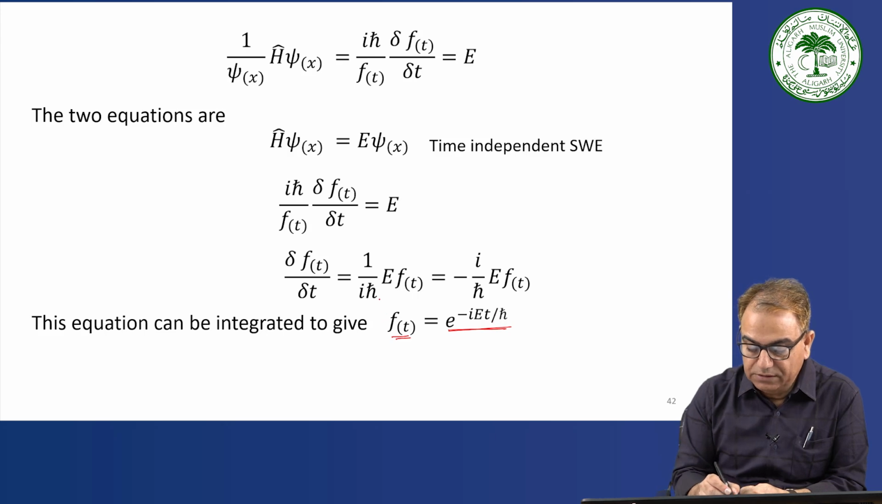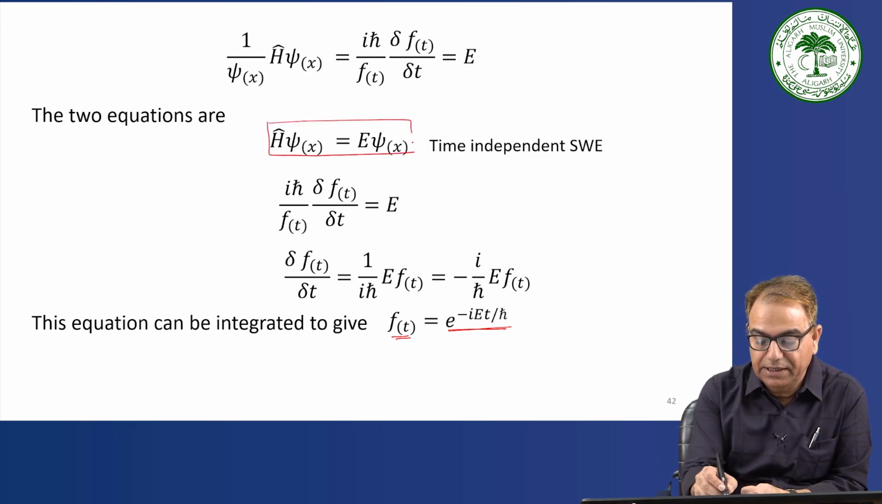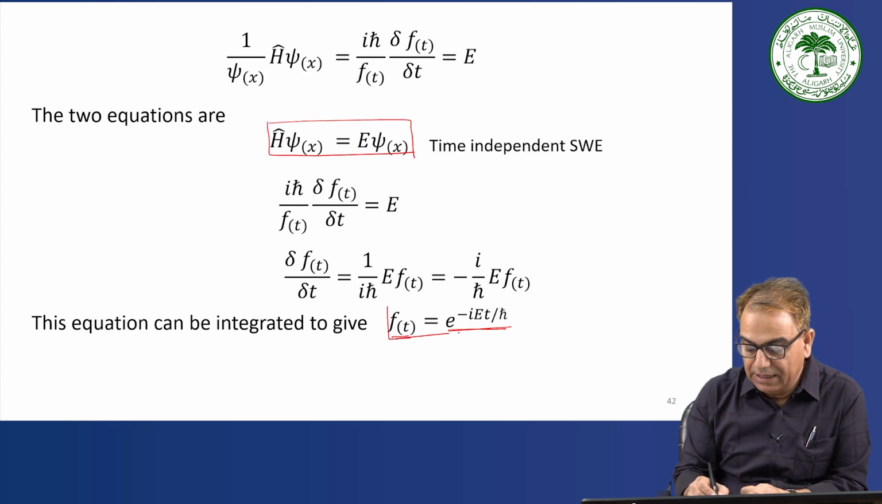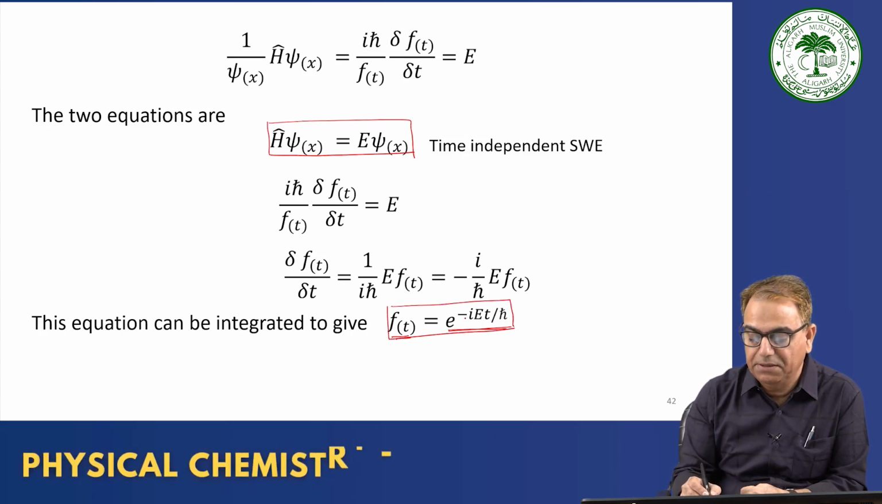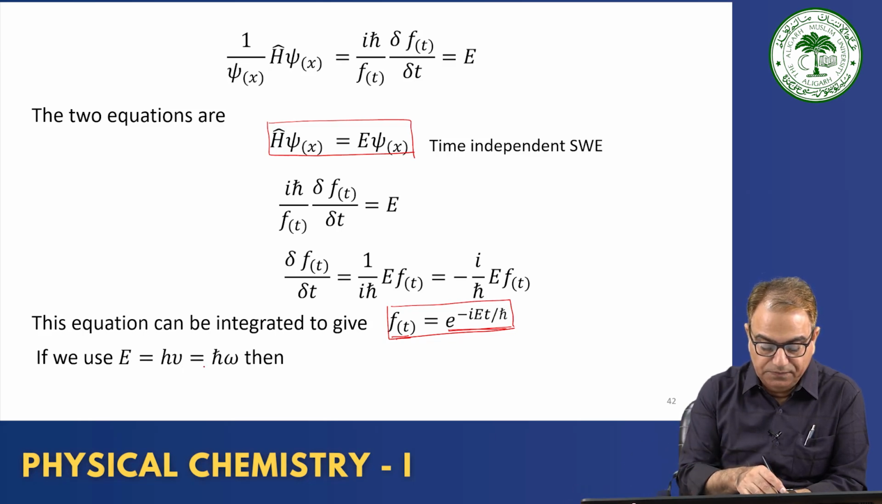So this is important. The time dependent part of the wave function can be written as exponential of minus i E t divided by h cross. The part H psi is equal to E psi is known to you already, and the time dependent part is an exponential and imaginary part, minus i E t divided by h cross. Now if we use h nu is equal to h cross omega, then what do you get?